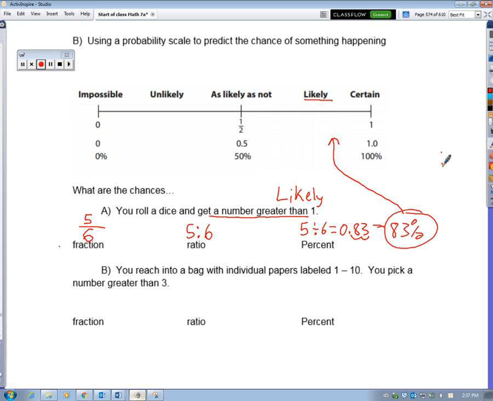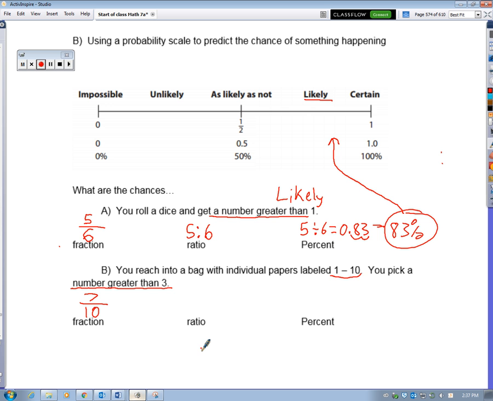Okay, let's take a look at another situation. You reach into a bag with individual papers labeled 1 through 10. You pick a number greater than 3. Okay, so we're going to calculate the probability of picking a number greater than 3. So, how many numbers greater than 3 do we have in 1 through 10? Well, there are 7 of them, so that's how many that we want, 7 up on top of the fraction. On the bottom, we have 10 possible numbers.